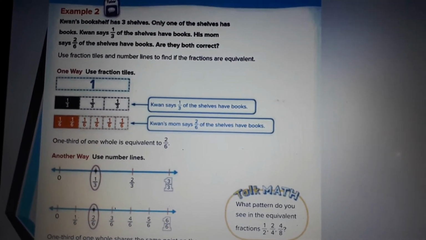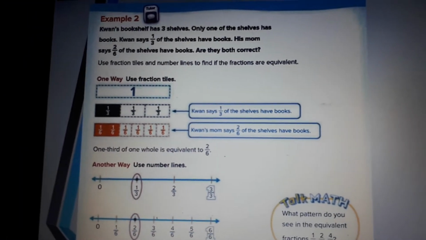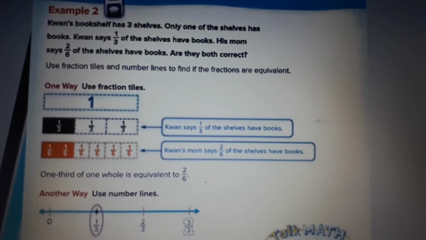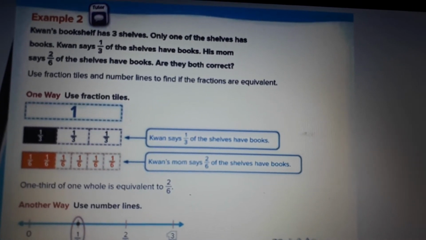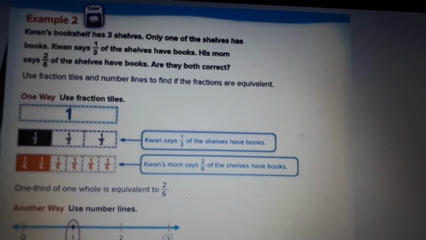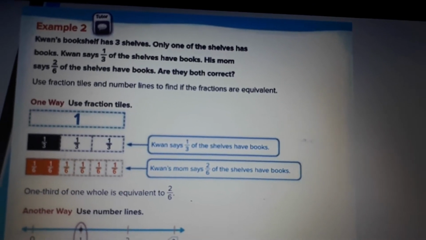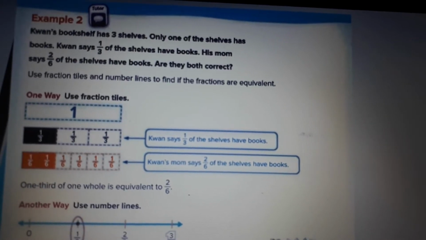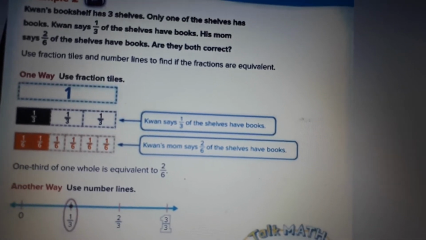Kwan's bookshelf has 3 shelves. Only one of the shelves has books. Kwan says a third, 1 over 3. We said a third of the shelves have books. His mom says 2 over 6 of the shelves have books. Are they both correct? To know if they are both correct or not, we have to model, as I told you.